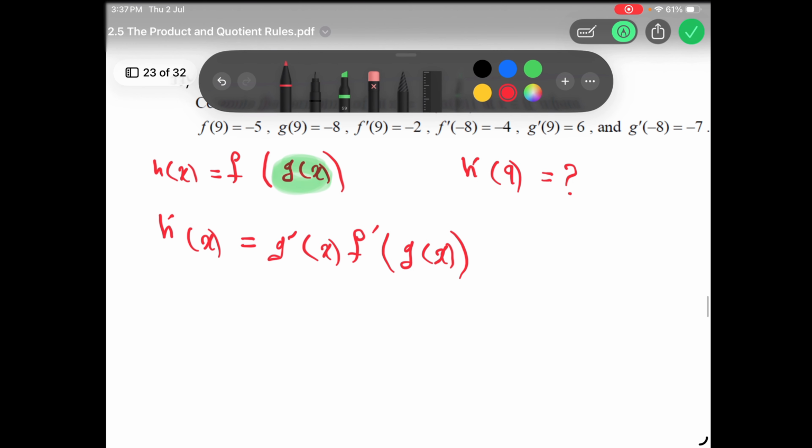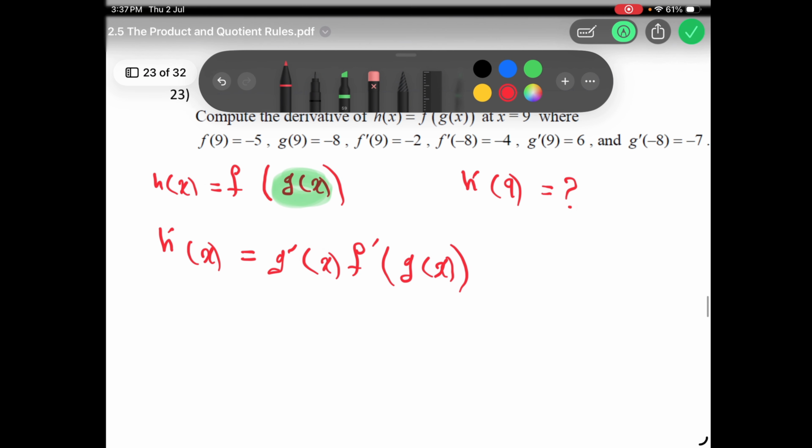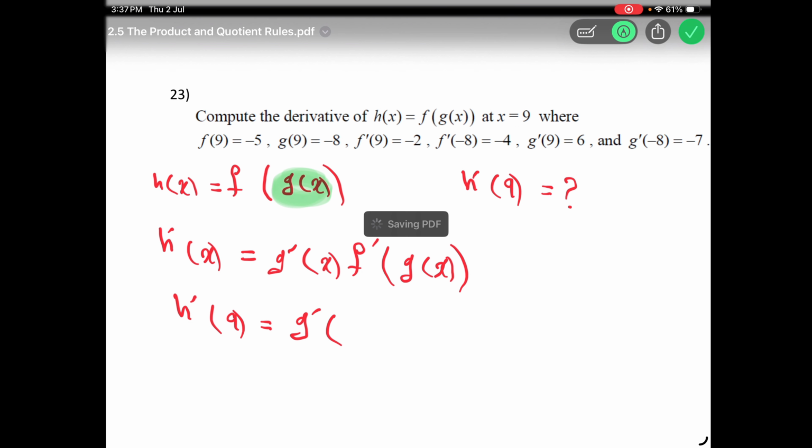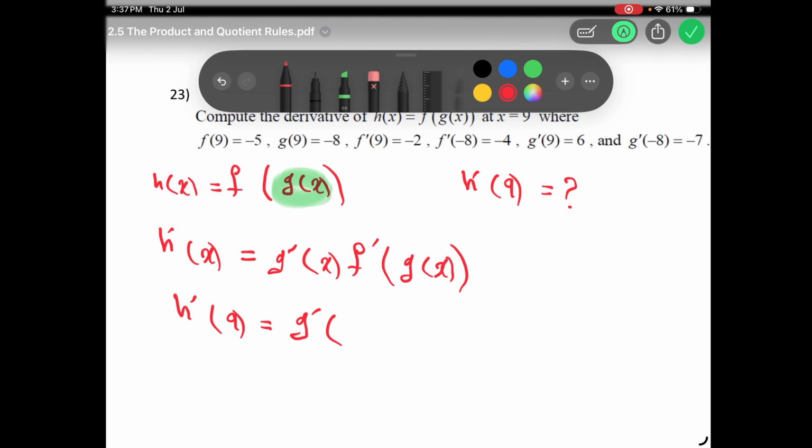Then we will replace each and every single x by 9. This is the meaning of h prime at 9. So it will be g prime of 9 times f prime of g of 9. Our priority now is to know what is this and what is this.